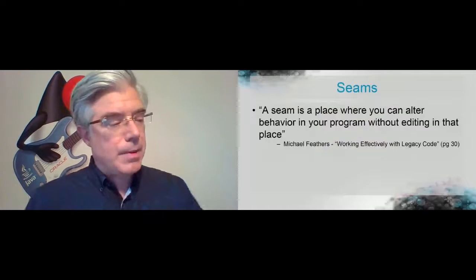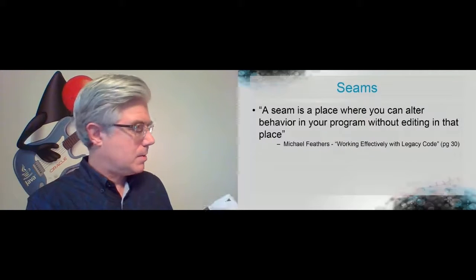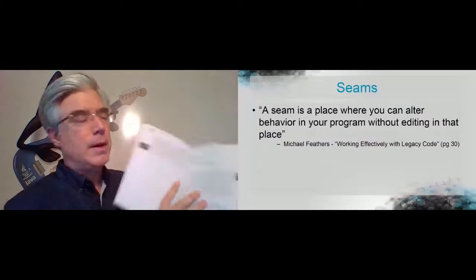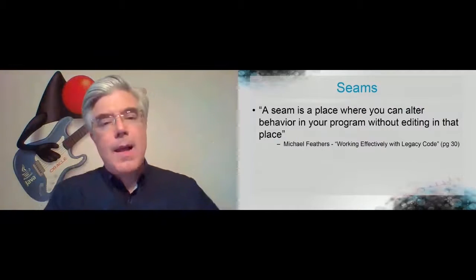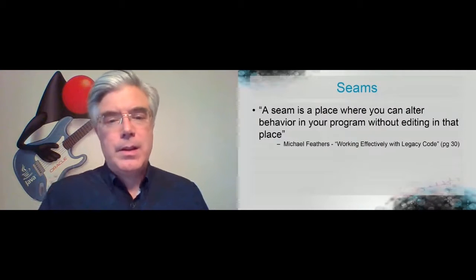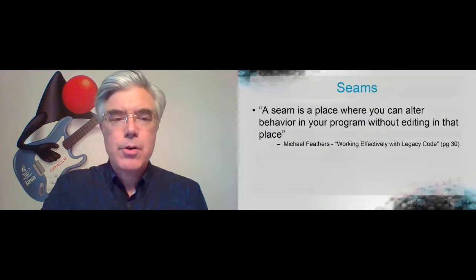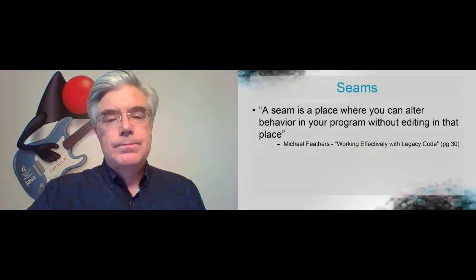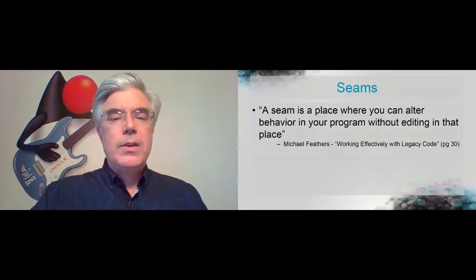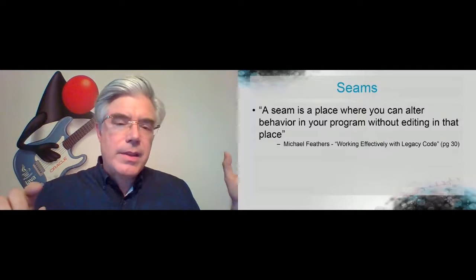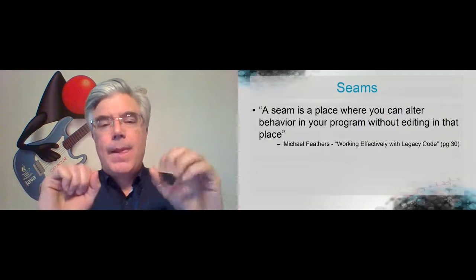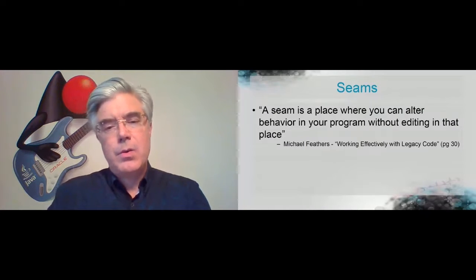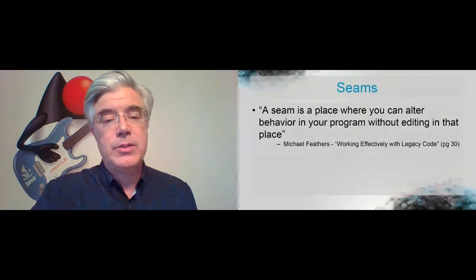One of the things he talks about is seams. Where is this chapter? Chapter 4, the seam model. He talks about seams. Now, a seam, he calls it a place where you can alter behavior in your program without editing in that place. So the way I look at it is that it's a way to insert a test, or the ability to test this code without changing the functionality of the application, okay?